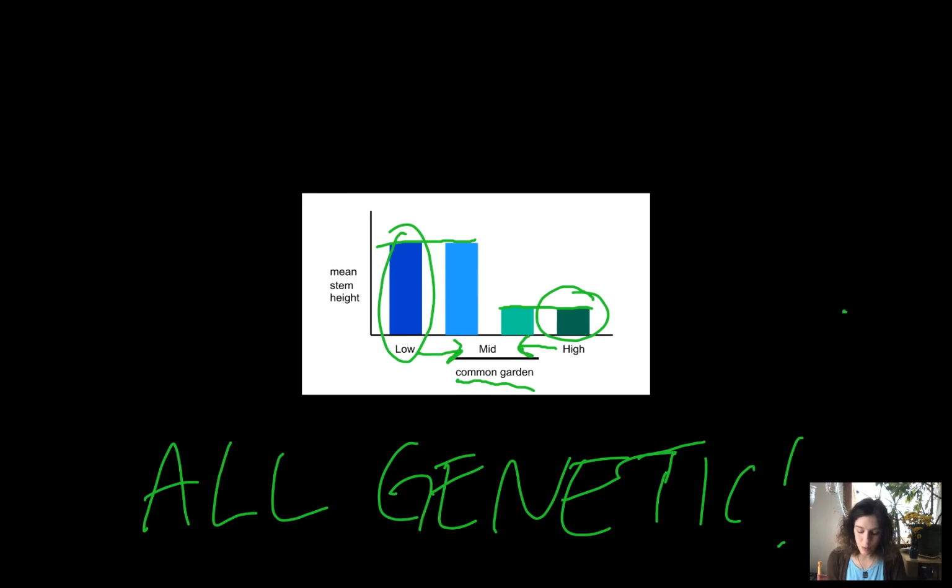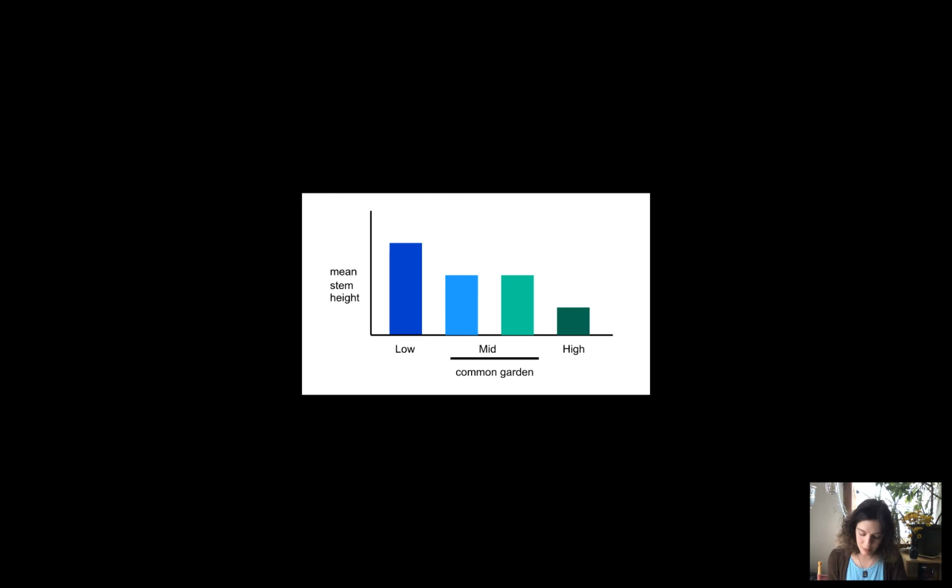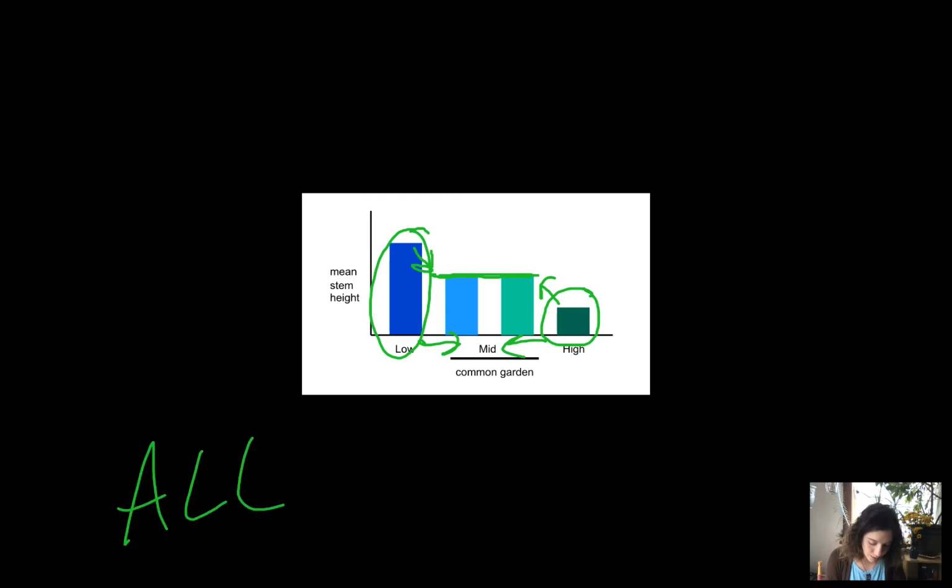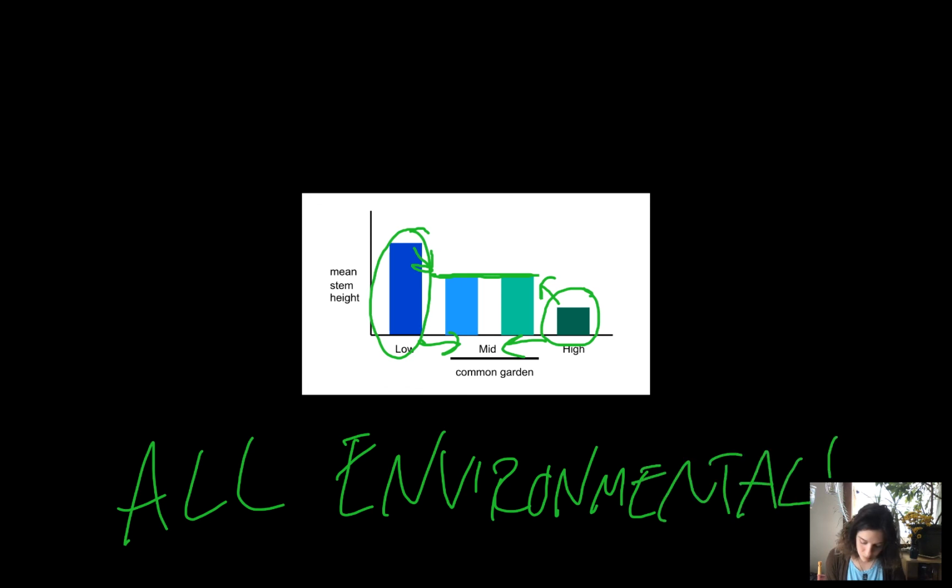Okay. Well, say you've got something more like this. When we bring the individuals from low elevation to the middle ground, and the individuals from high elevation to the middle ground, they actually end up the exact same height. So shorter than the taller ones and taller than the shorter ones. Well, then we can say the differences between individuals are all based on the environment. Otherwise, the genetic component would have taken over, and you would have seen these individuals more resembling the individuals from the original population.